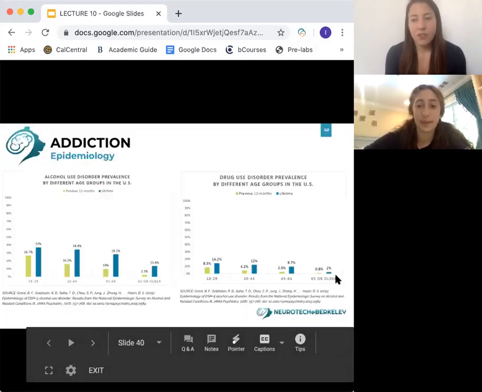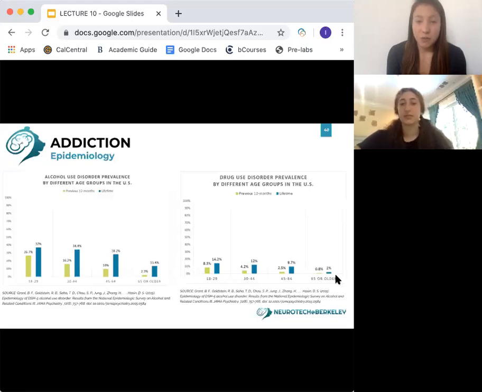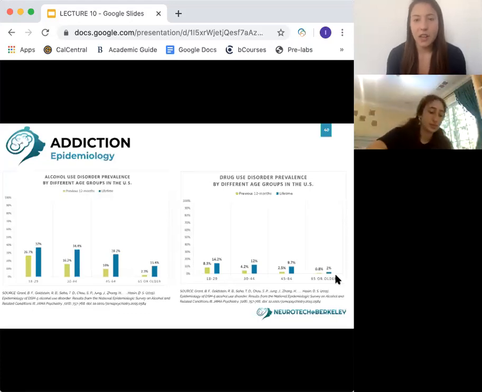Okay, so another thing that optogenetics can be used for is studying addiction and other diseases, right? So first, some epidemiology about addiction. As you can see from the graph, alcohol and drug use disorders affect a broad range of people and it costs the economy about $524 billion a year in direct and indirect healthcare costs. So, it's a very problematic issue.